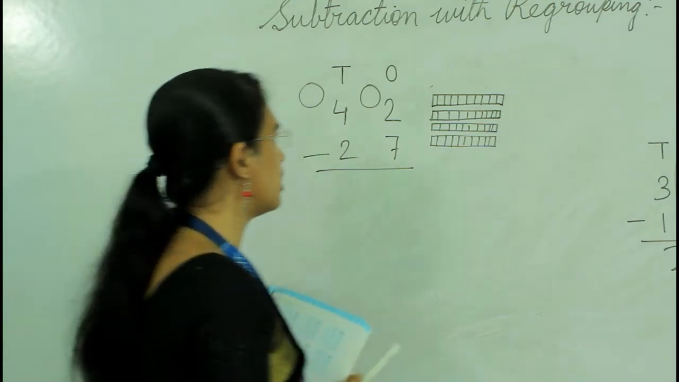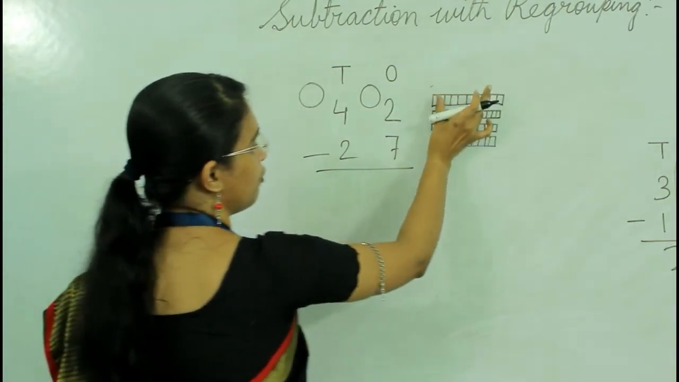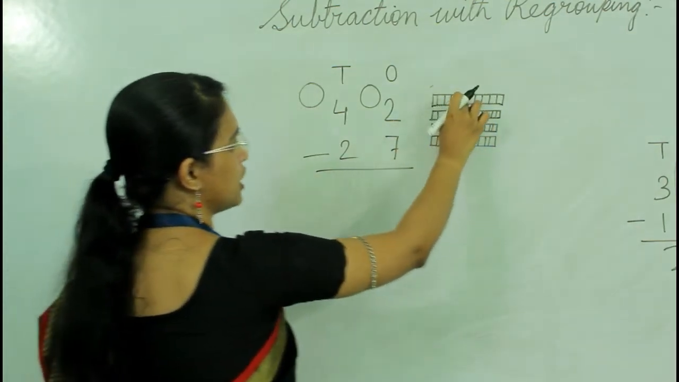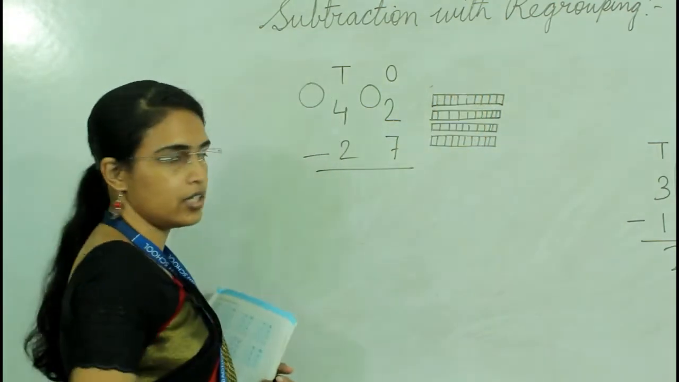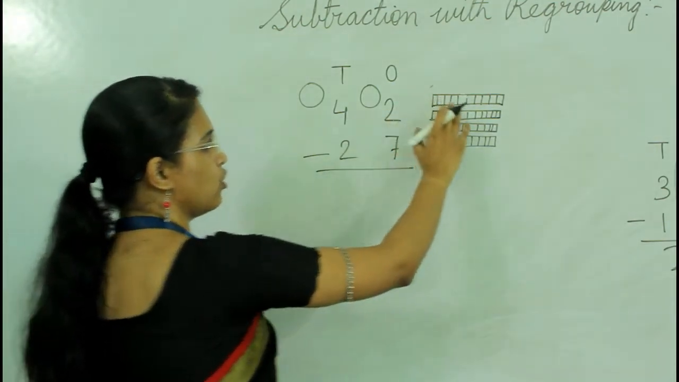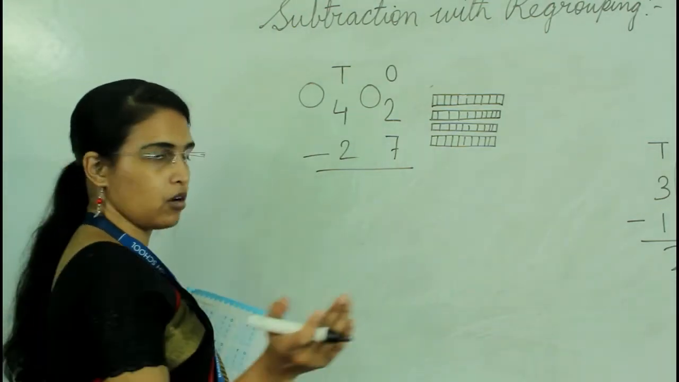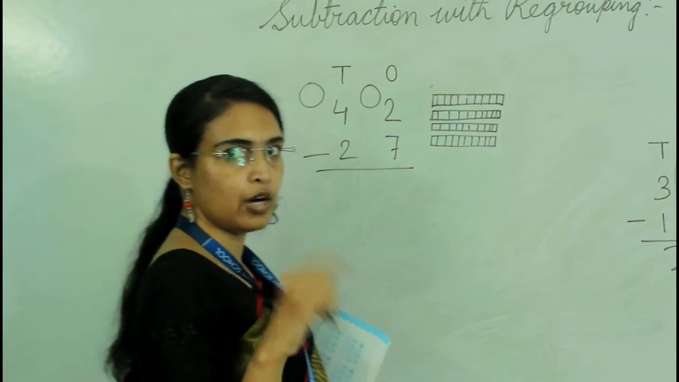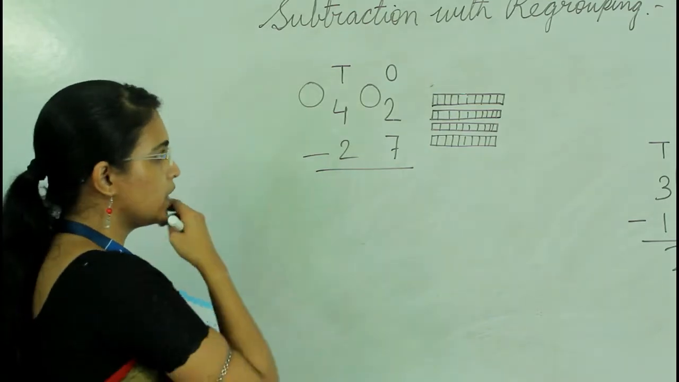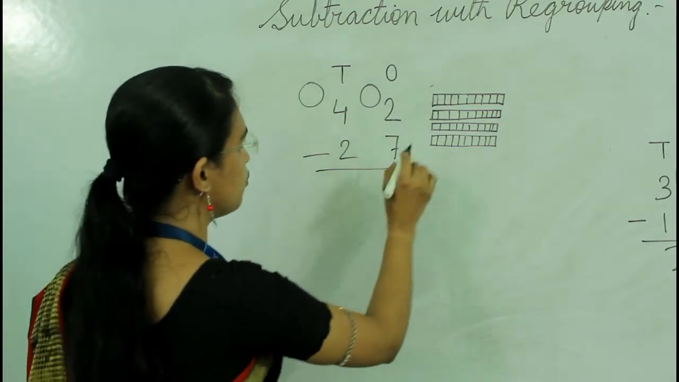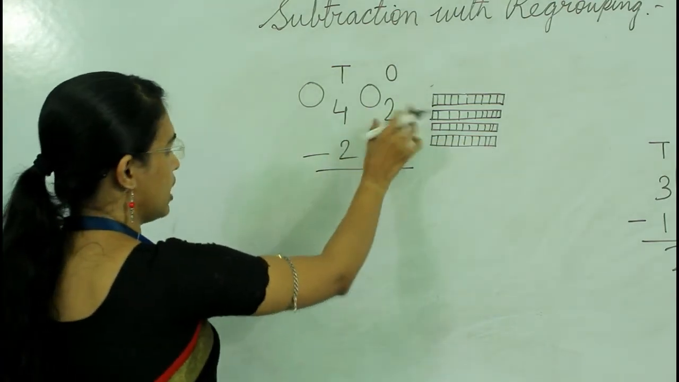So how will you carry 1? From these 4 groups, we have to take one group from here and put this group in the ones place. And when we put this group in the ones place, it becomes 10 blocks. Because when we are in the ones place, we have to put the blocks in a separate way. So in this way we will do this sum. But before that, what do we have to do? We have to write this one. We have written this 4.